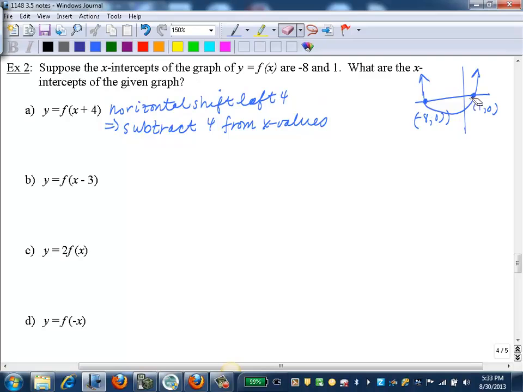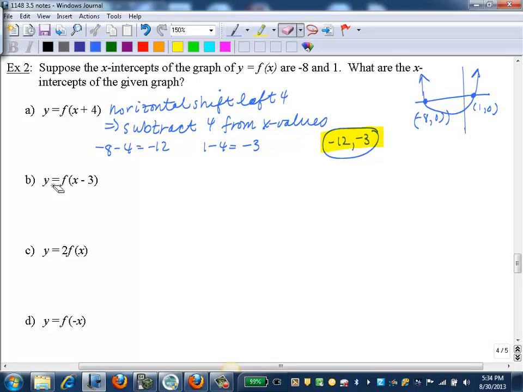So we're shifting these two x-intercepts left 4 units. If we subtract 4 from each of these, -8 minus 4 would give us -12, and 1 minus 4 would give us -3. So our new x-intercepts of this new graph, f of x plus 4, would be -12 and -3. So there's our answer there.